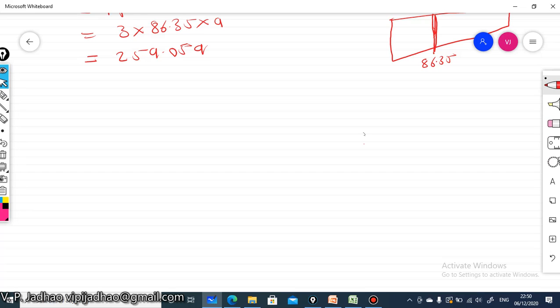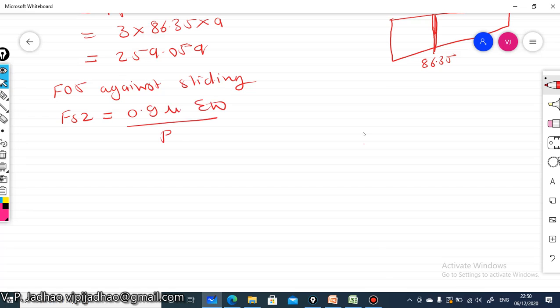Now we know that the factor of safety against sliding, FS, earlier it was 0.9 into mu summation of W divided by PH. This was the earlier value, but due to this shear key, the sliding resistance provided by the retaining wall is increased by this value, that is 259.05 into A. So this will be the final formula for factor of safety against sliding, and we should have this value at least equal to 1.4.